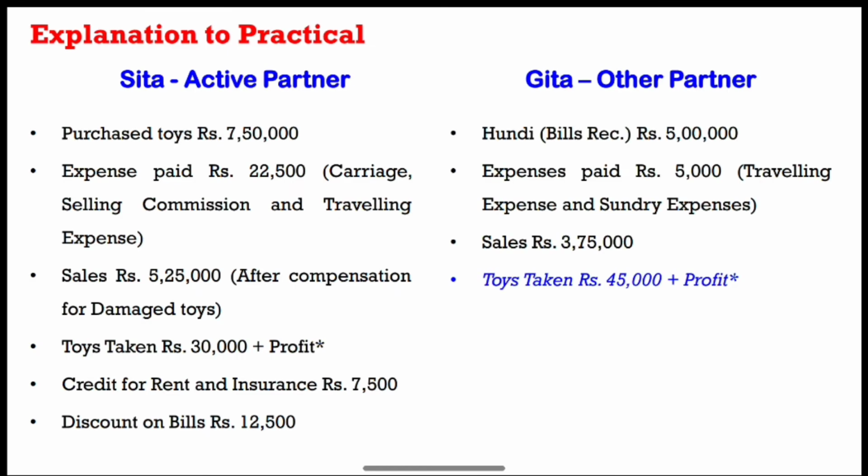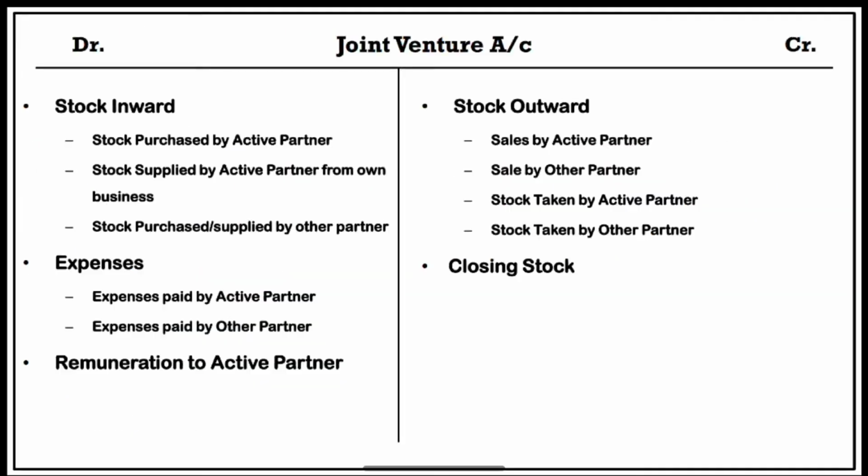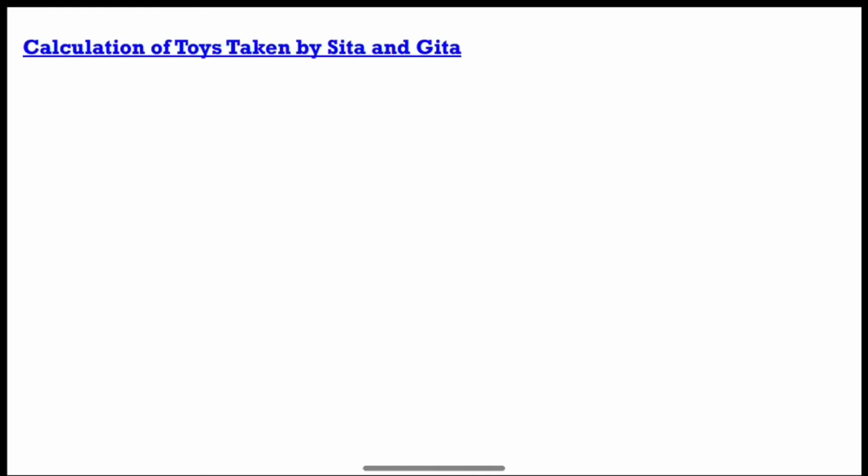Moving towards Gita, other partner: hundi, that is bills receivable 5 lakh, expenses paid 5,000, sales 3,75,000 and toys taken 45,000 plus profit. It means that in this example, the calculation we have to do is the stock taken, toys taken by Sita and Gita. We have to calculate this. So let's first calculate that. Calculation of toys taken by Sita and Gita.